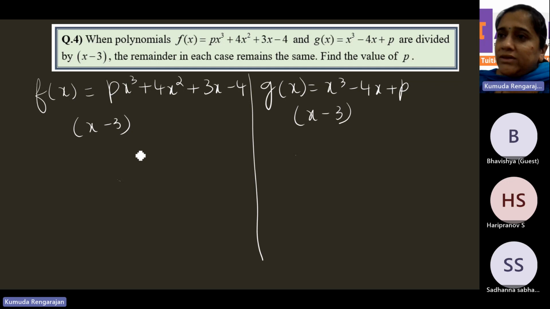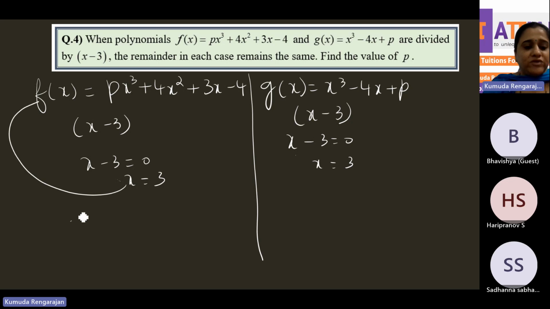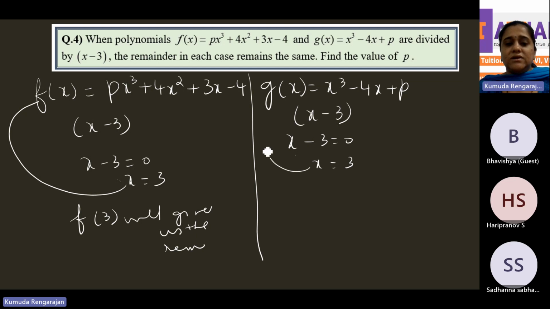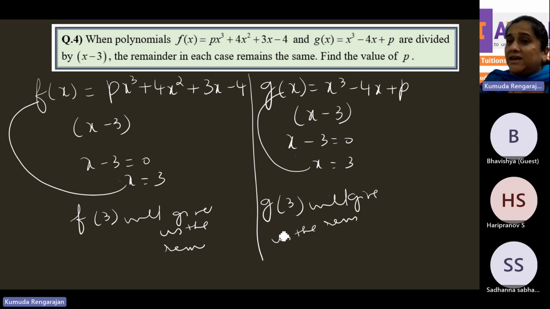Now, always equate the divisor to 0. So when you equate the divisor to 0, you get x is equal to 3. Here also you'll get the same thing. Okay. Now we'll have to find f of 3. f of 3 will give us the remainder, right? Here, what is it? g of x. So g of 3 will give us the remainder, correct? When you find f of 3 and g of 3, you will get the remainders respectively.